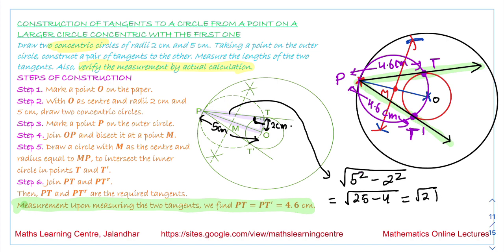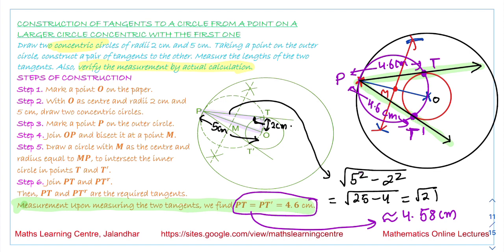And the value of square root of 21 is approximately equal to 4.58 centimeters, and that is almost equal to the value of the tangent length that we have calculated from our figure. Hence the result is verified.